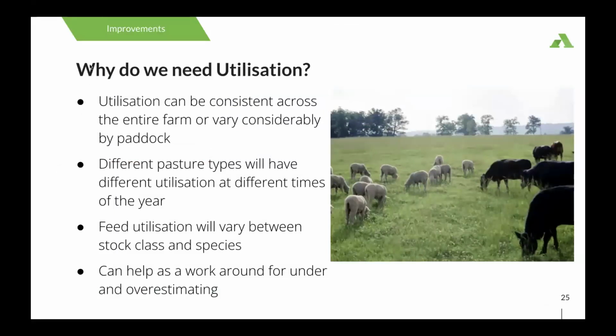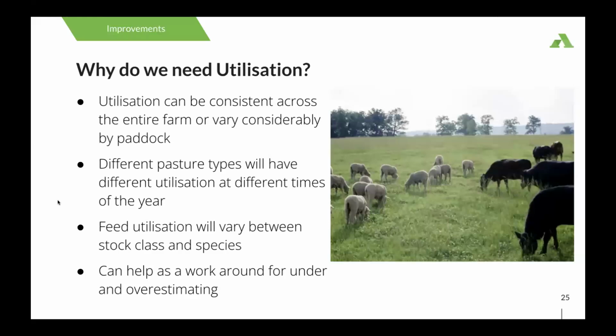Just going into a little bit more detail on why we need utilization. As I'm sure everyone knows, utilization can be consistent across the entire farm or vary considerably by paddock. And this isn't something that SIBO can give us, so this is something that still needs to be entered on a farm by farm basis at this stage. Different pasture types will have different utilization at different times of the year. So again, to get that accurate feed on offer value, you're going to sometimes need to add these inputs depending on the time of year to get that accurate feed on offer number into the system.